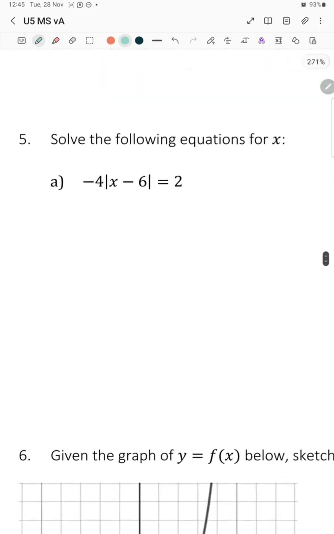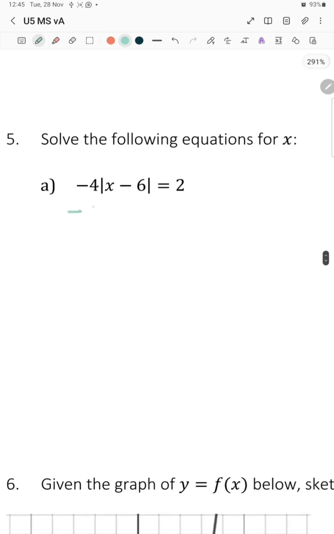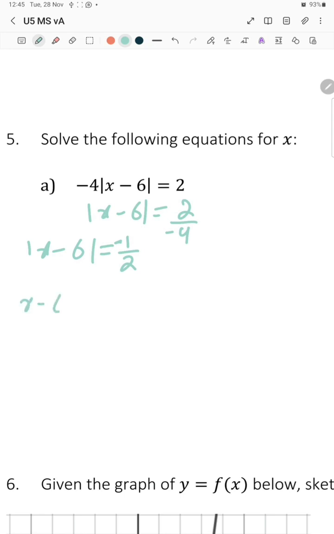Solve for the following equations of x. So it's going to be very easy because we're just going to do it. x minus 6 is equal to 2 by minus 4. x minus 6 is equal to minus 1 by 2. So x minus 6 is equal to minus 1 by 2 with positive. Minus (x minus 6) is equal to minus 1 by 2. x is equal to minus 1 by 2 plus 6.